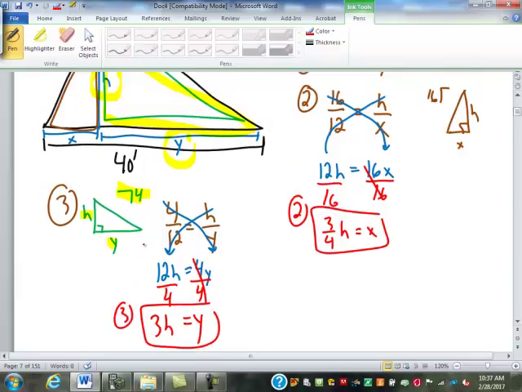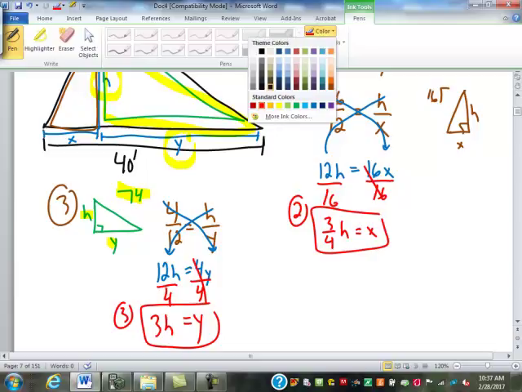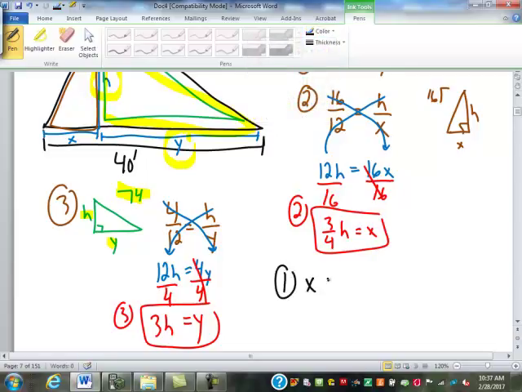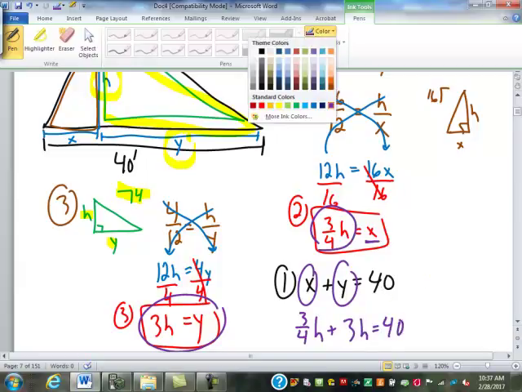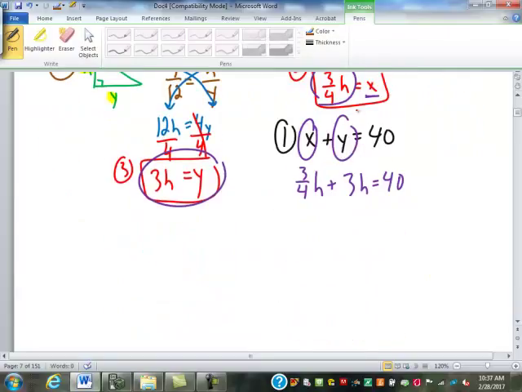Now what am I going to do with these equations? I'm going to go back to equation 1 here that was X plus Y has to equal 40. But now I know that X is what? And I know that Y is 3H. That equals 40. So then I have 3/4 H and 3H, which combine to make 3 3/4 H equals 40.